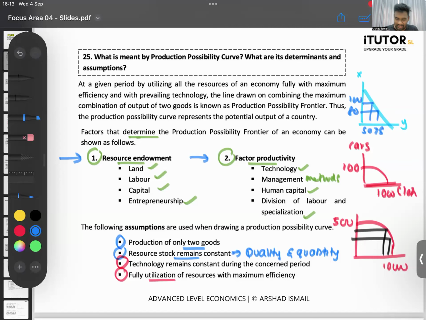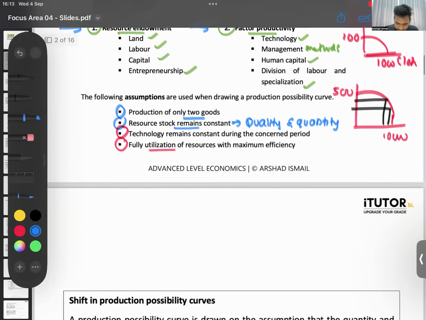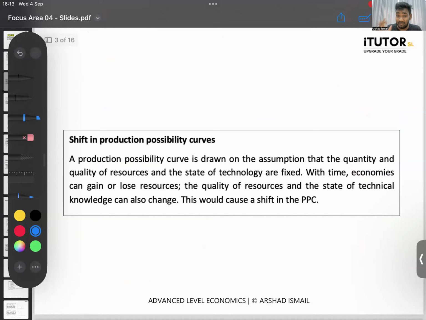What did I tell you? The production possibility curve will shift only if any of the determinants change. So only if your resource endowment changes. What is your resource endowment? That is the amount of land, labor, capital, entrepreneurship you have. So if this changes, your PPC will shift. I'll give you an example. In your paper, they will not give an example saying capital increased.